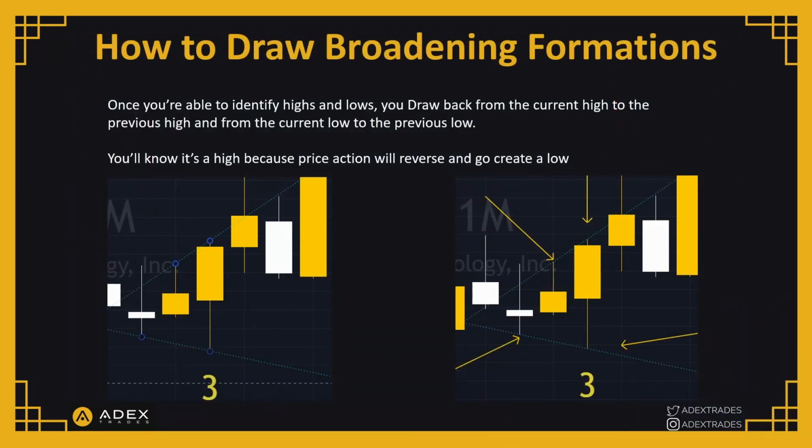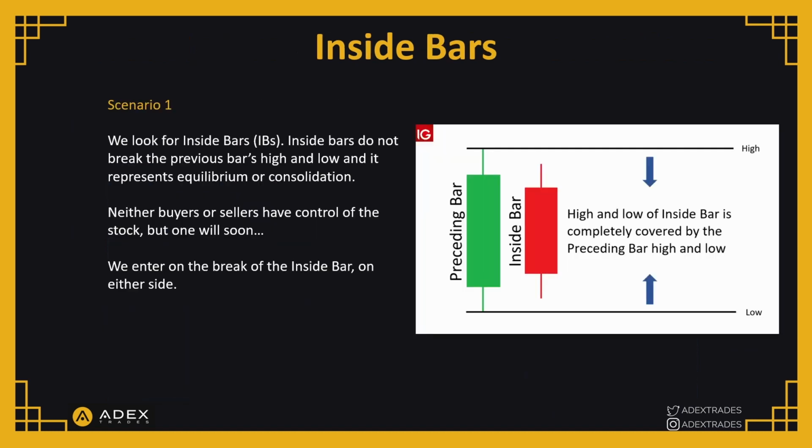Okay, on to the next slide. The third key element to the Strat is inside bars, also known as scenario one, and we love inside bars. The reason why Stratters love inside bars is because inside bars are actionable signals, which we're going to be going over. Once you see an inside bar, you know what to do, because you know what the inside bar represents.